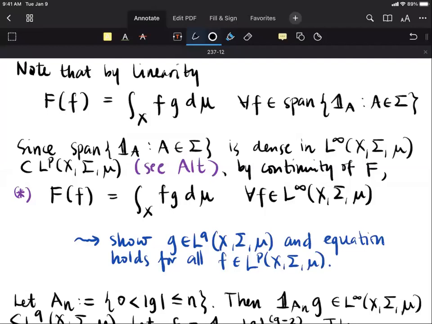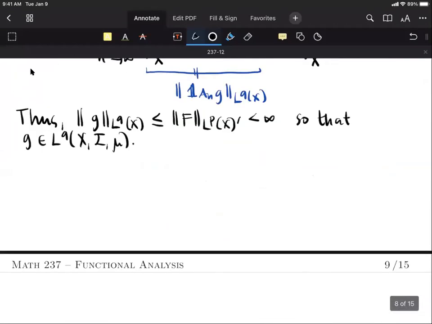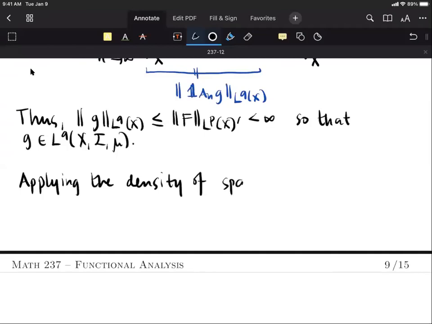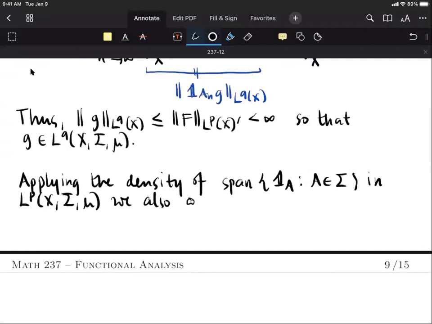Now we repeat the process, applying the density of the span of characteristic functions now in LP. We also obtain this. So you repeat the process.